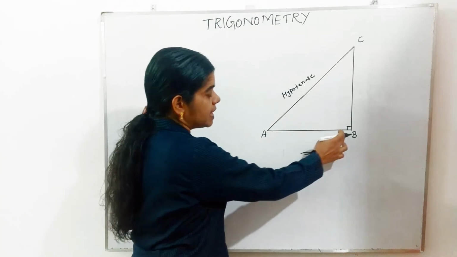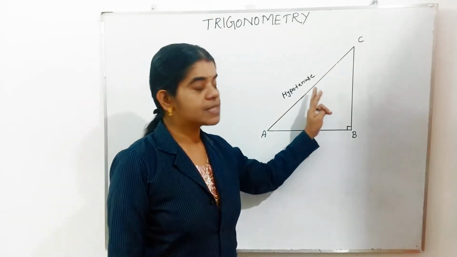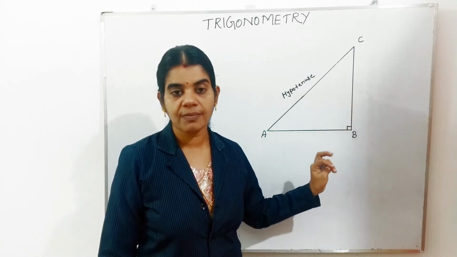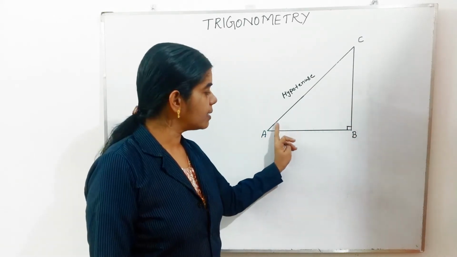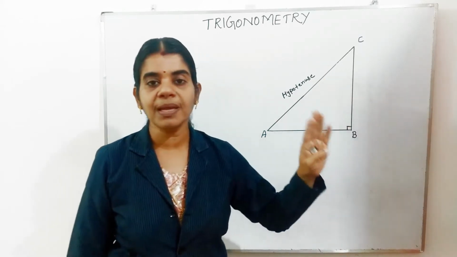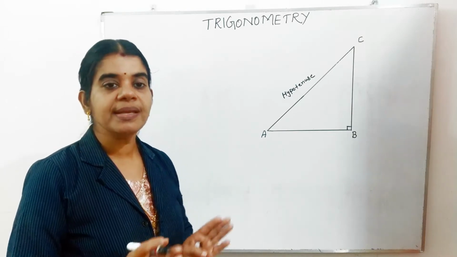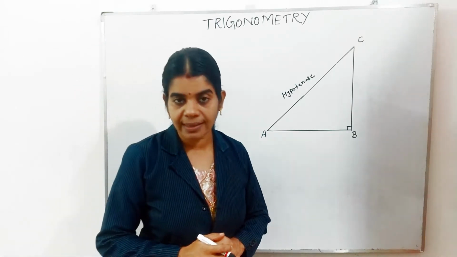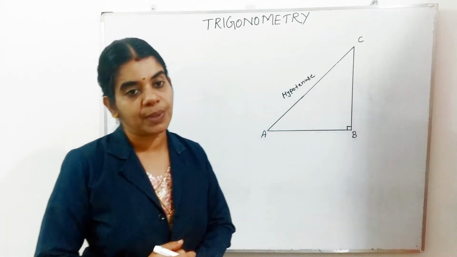Then what about angle A and angle C? You already know that the sum of the 3 angles will be 180 degrees. Angle B equals 90 degrees, so angle A plus angle C will be 90 degrees. A plus C equals 90 degrees. So each angle will be less than 90 degrees, so angle A and angle C will be acute angles.